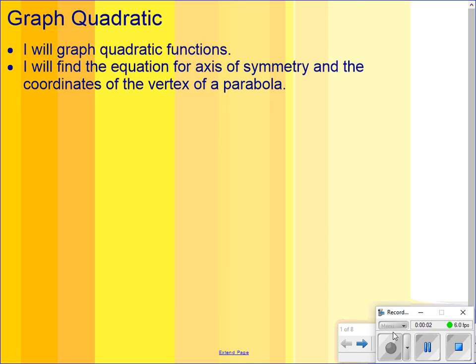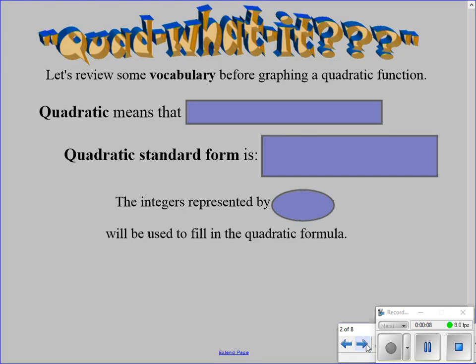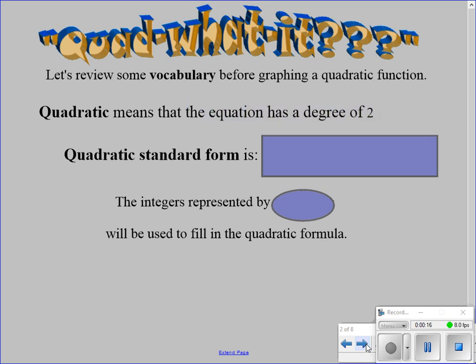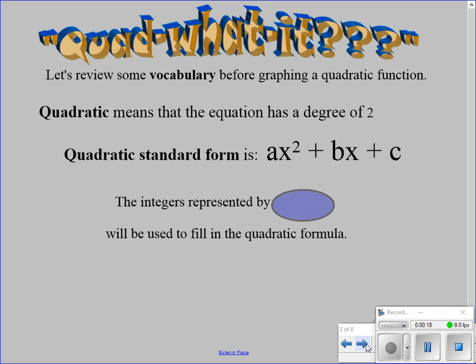In this lesson, we're going to talk about how to graph quadratic equations given the standard form for a quadratic equation. Let's review a few vocabulary words before we start graphing. We know that quadratic, the term, means that the equation has a degree of 2. The standard form for a quadratic equation is ax squared plus bx plus c. And the integers represented by a, b, and c are going to be used in the quadratic formula.